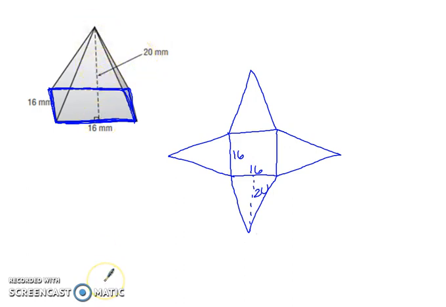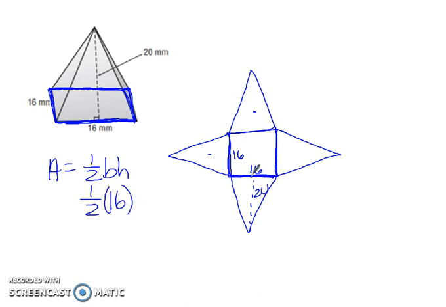That's 20. So what we're going to do is we're going to start with our lateral surface area, which means everything but the base. So we're going to find our area of our triangles first. We should have 4 congruent ones because this is a square. Okay, so the base of our triangle is the same. So A equals half BH. Half, there's our base. There is our slant height.